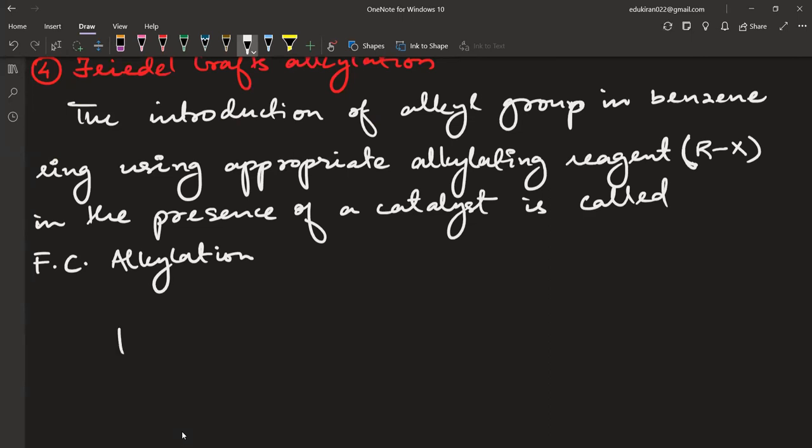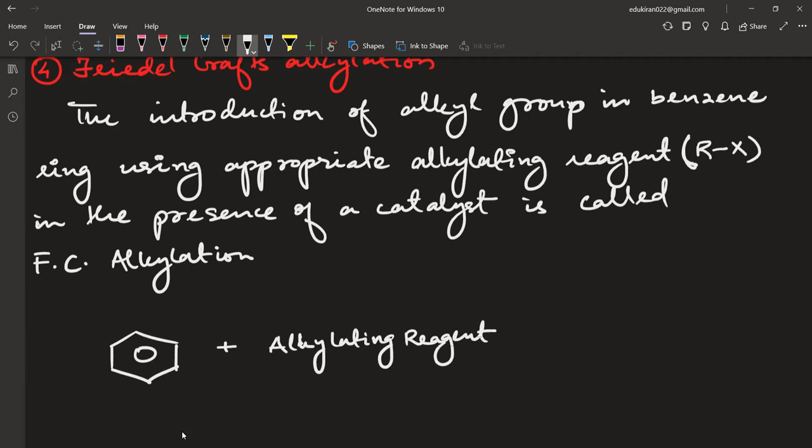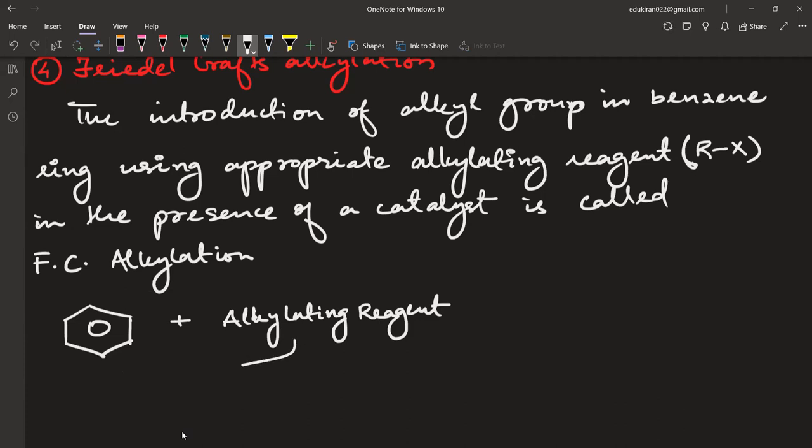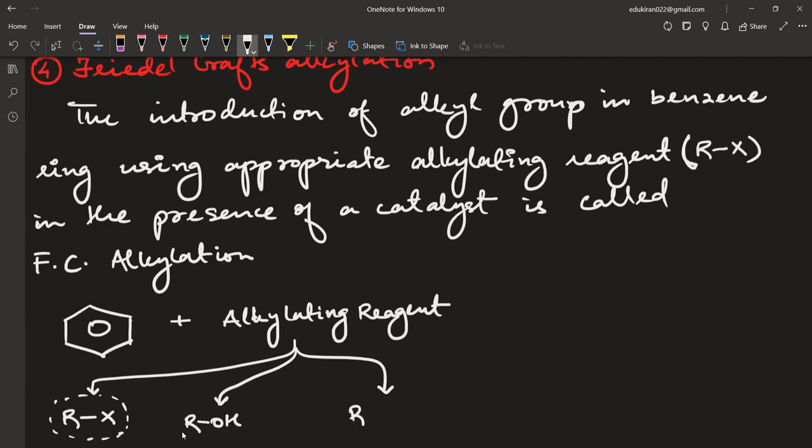Here, what is going to happen? I'm writing this for benzene. You have benzene plus alkylating reagent. Jab aap answer likhega, to you will write RX as an alkylating reagent in bracket. But please remember there are plenty of alkylating reagents that you can use. Primarily, alkyl halides are used, but we can also use alcohols. There are instances in which we also use ethers. All of this give me a product where this benzene ring gets attached with R group.